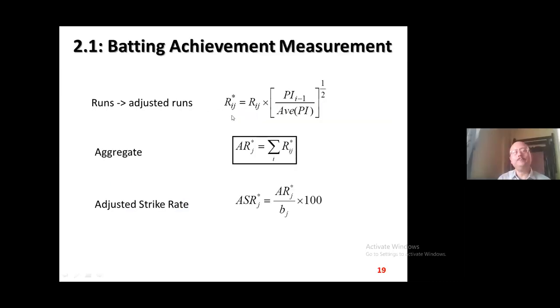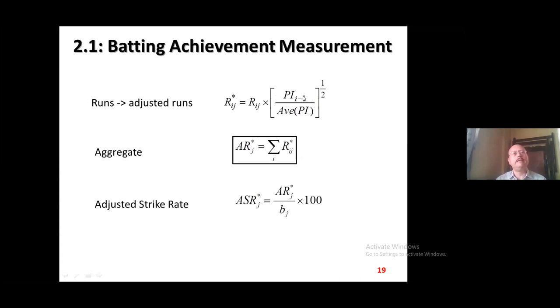So what are we doing? This is the actual run. This is the pressure index. Just to fix the notation, this is over and batsman. Rij is ith over, jth batsman. So this is the jth batsman's performance in ith over. When the batsman comes to the crease, this was the pressure index at i minus one. This is the average pressure index through the match.